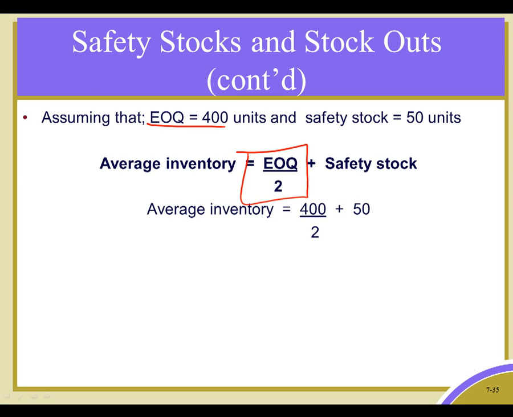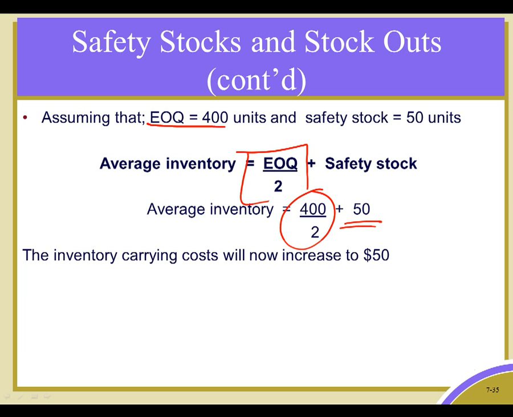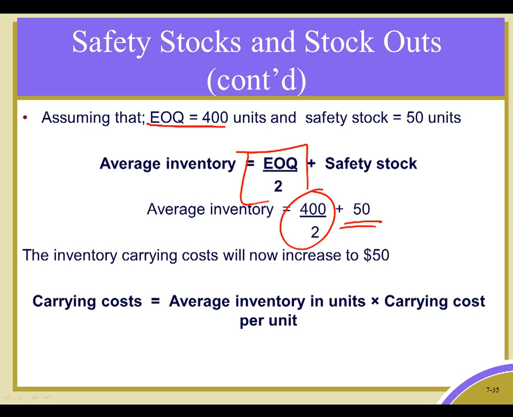So in this case, we're going to order in groups of 400. That means on average we would have 200 that we think we're going to sell at any given period, but we're going to give ourselves a cushion of 50, and so our average inventory is going to increase by 50 units, and so our carrying cost is going to go up.